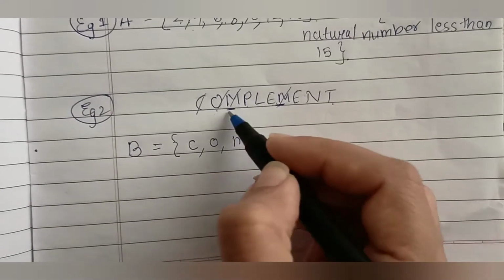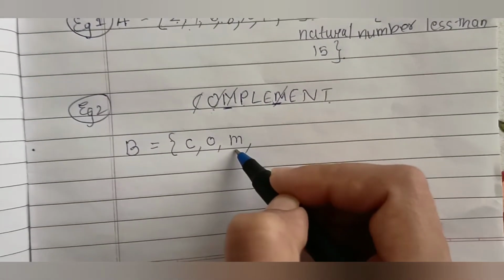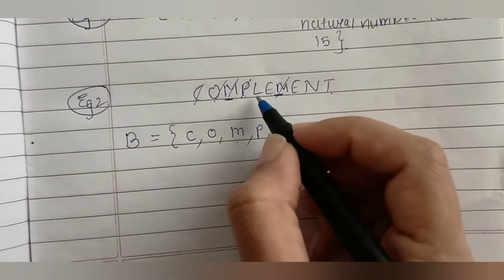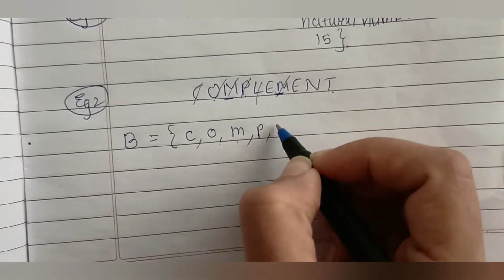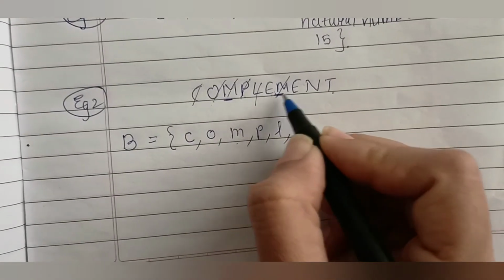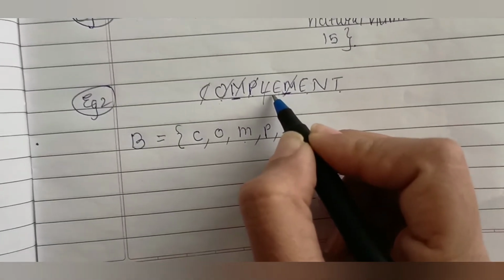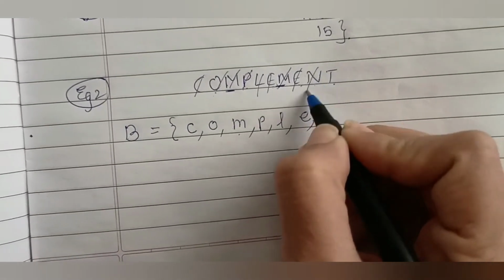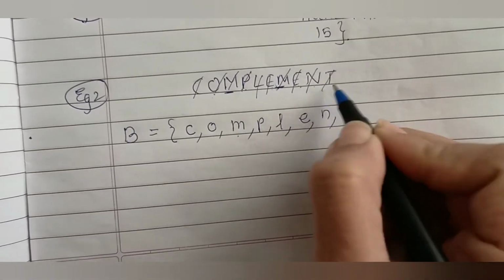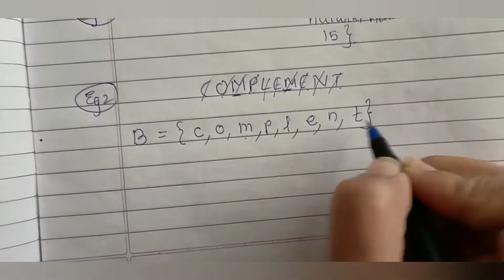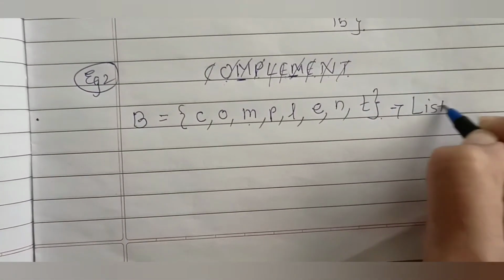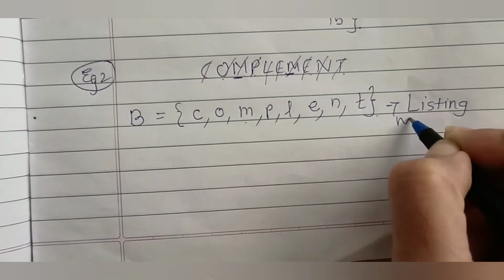Always remember, do not repeat the element. Write it only once. Then P. There is only one P, so we'll write it down. One L, so we'll write it down. Then as you can see there are two E's over here, so we'll write it only once. Next N, next T. So this becomes our listing method. If you write it down in this method, it is known as listing method.